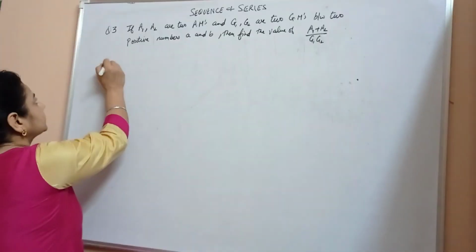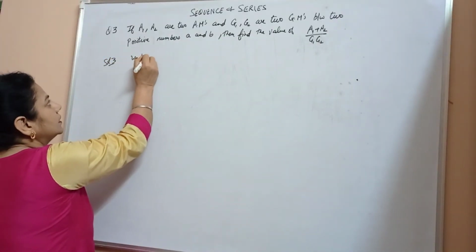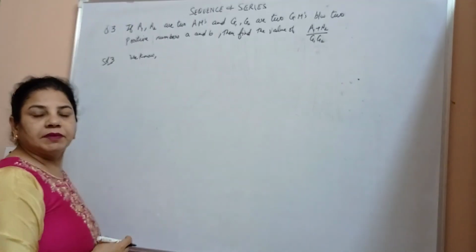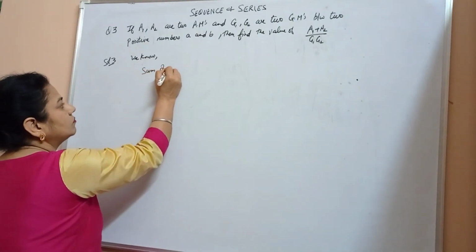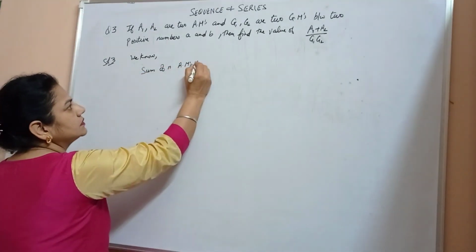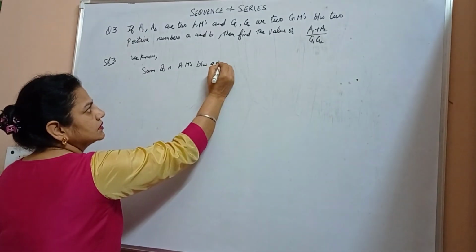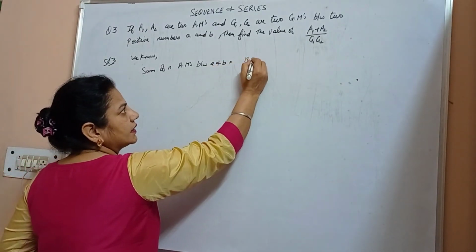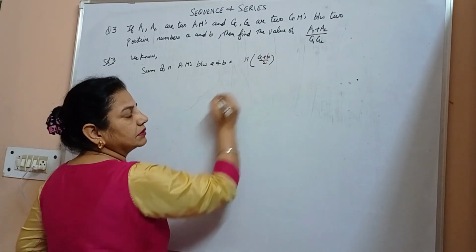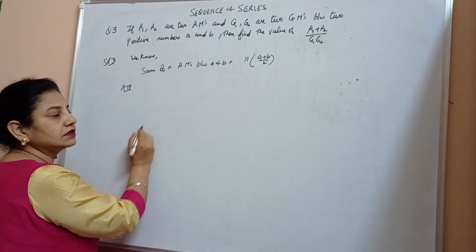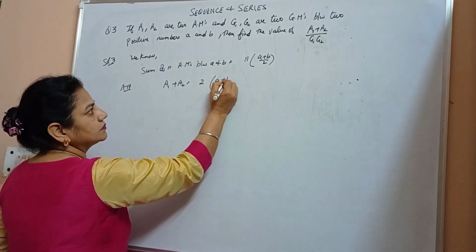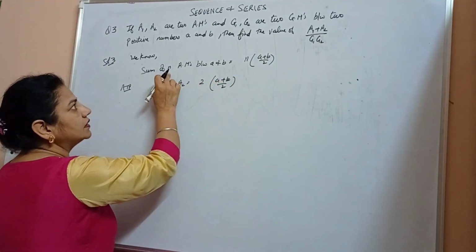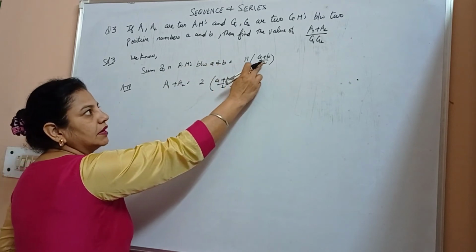We know if there are n arithmetic means between two numbers, then the sum of n arithmetic means between two numbers A and B is given as n times the arithmetic mean between the two numbers. In this particular case, according to the problem, there are two arithmetic means. Then A1 plus A2 is given as 2 times (A plus B) by 2, because if there are n arithmetic means, it is n times (A plus B) by 2.